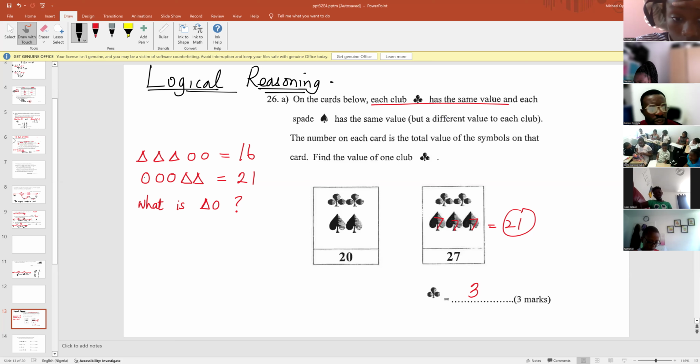Guys, there are three triangles and two circles to make 16, right? And there are two circles and two triangles to make 21. Check out what is common.